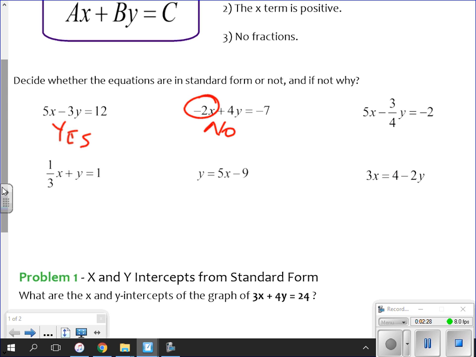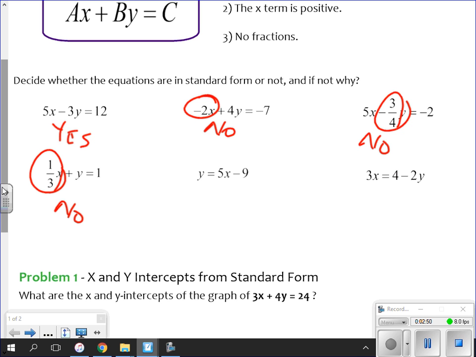Next one, going across. 5x minus 3/4 y equals negative 2. Yes or no? No. And why not? Because of the fraction. How about this one? 1/3 x plus y equals 1. No. Why not? Because of the fraction.